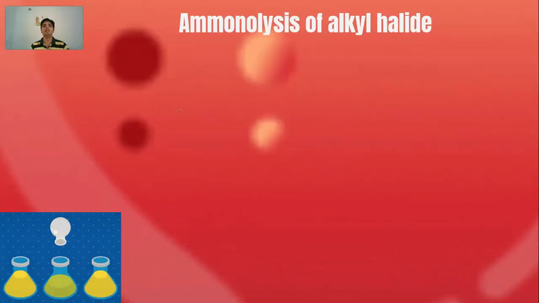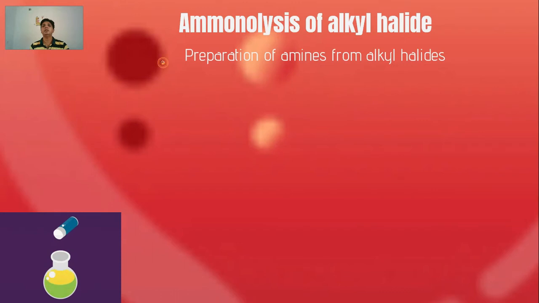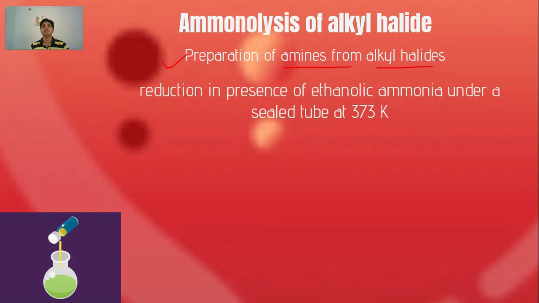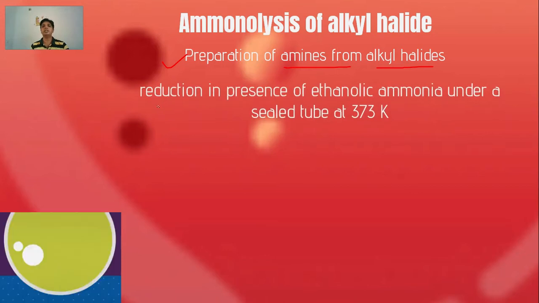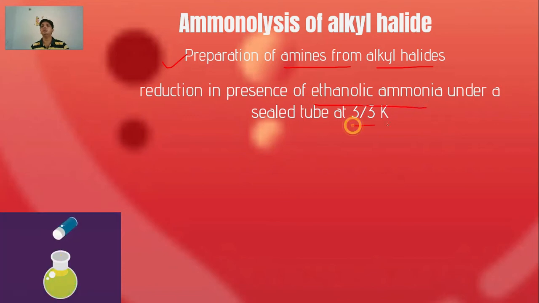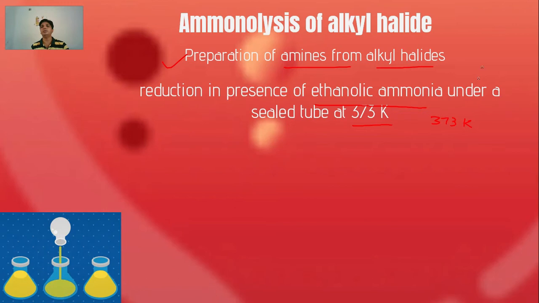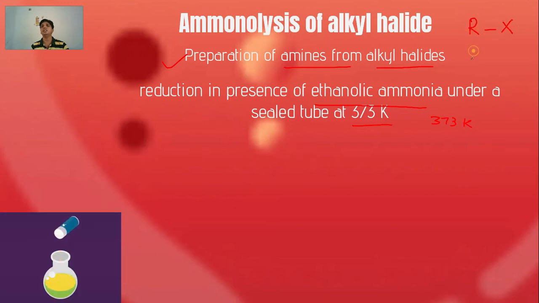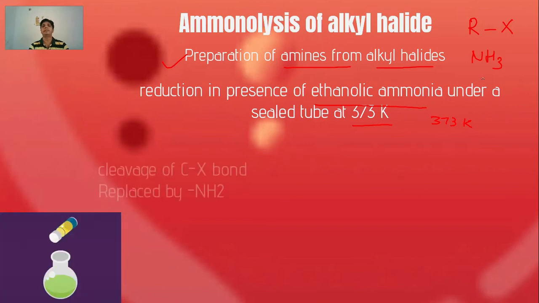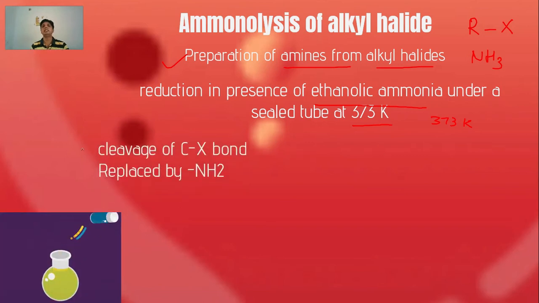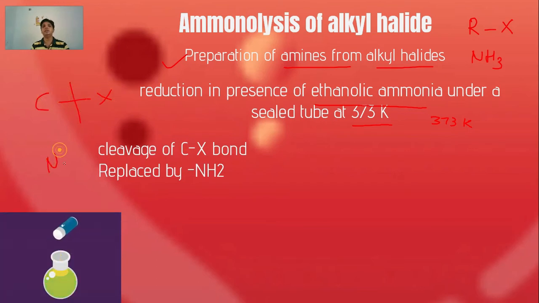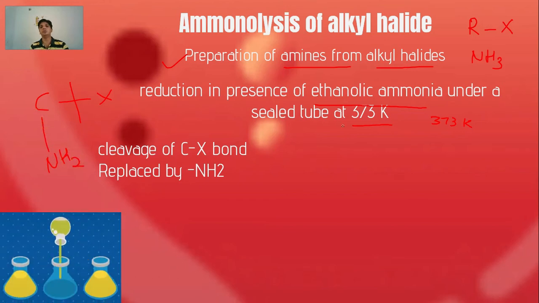Ammonolysis of alkyl halide. It is nothing but preparation of amines from alkyl halides. In ammonolysis, the reaction takes place in the presence of ethanolic ammonia in a sealed tube at 373 Kelvin. Alkyl halide, that is RX, is reacted with NH3 in a sealed tube. This gives cleavage of the C-X bond and formation of the C-NH2 bond, giving an amine.